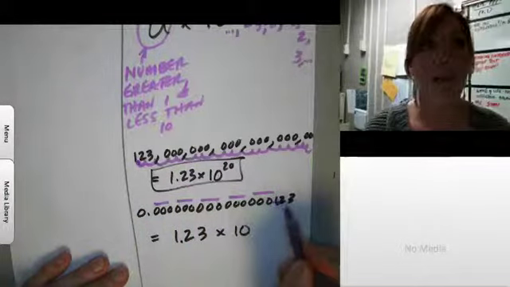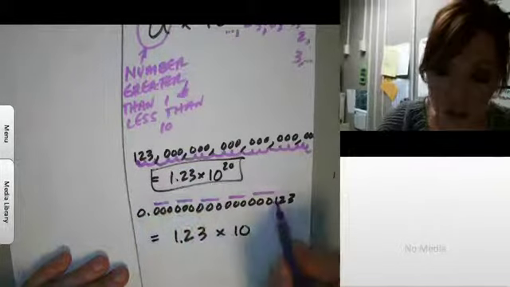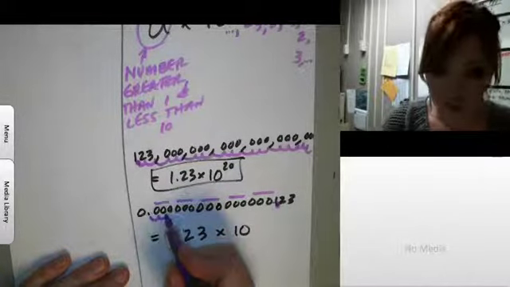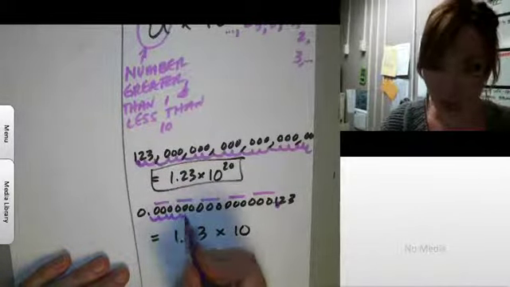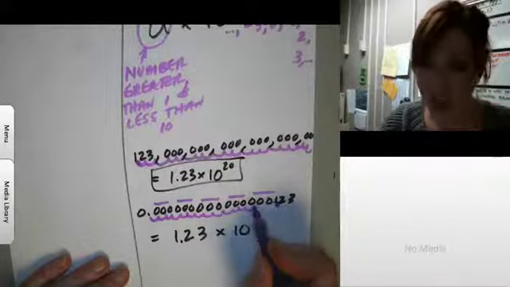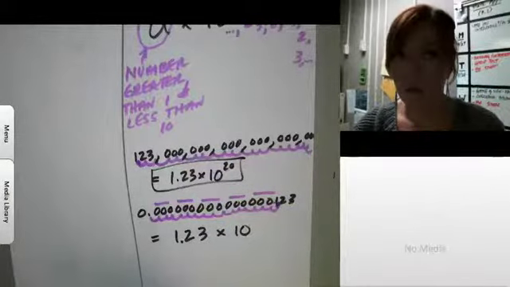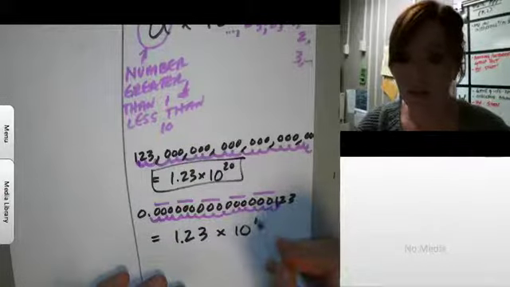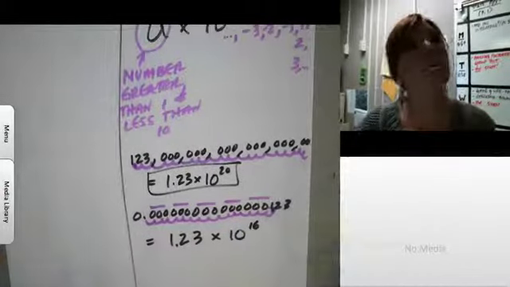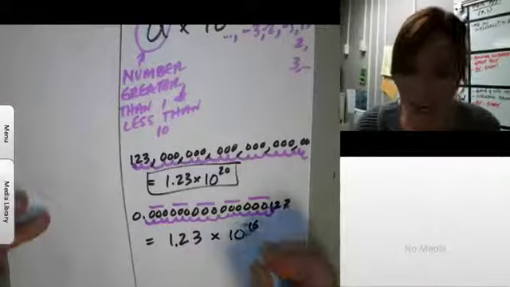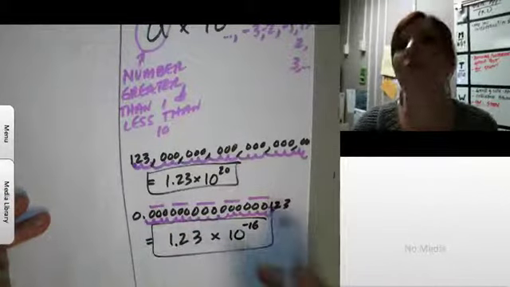You guys ready? Okay, I'm going to go from this direction. We're going to right here. So ready? Here we go. 1, 2, 3, 4, 5, 6, 7, 8, 9, 10, 11, 12, 13, 14, 15, 16. 16. Now, is it times 10 to the positive 16? No. Negative. Why is it negative? Who can explain why it's negative?